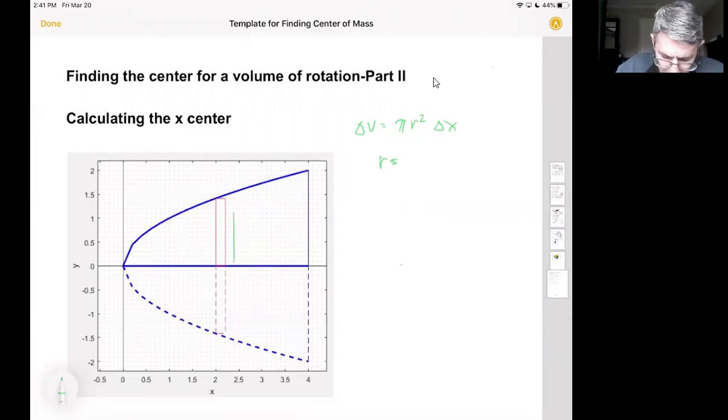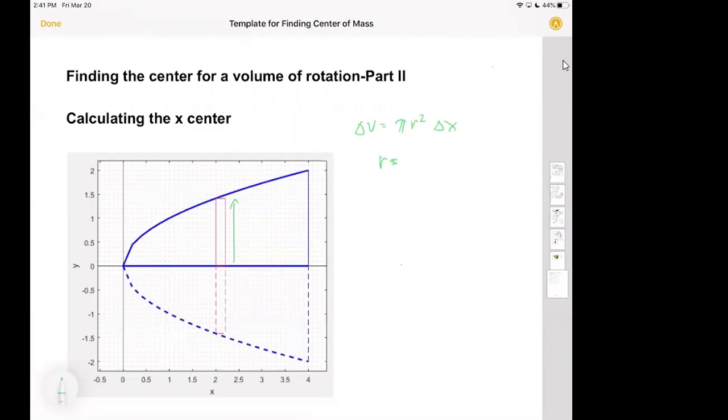So the radius of the disk is simply the top of the region there. So that would simply be the square root of x. So r squared will be x, and therefore delta V is pi times x times delta x.